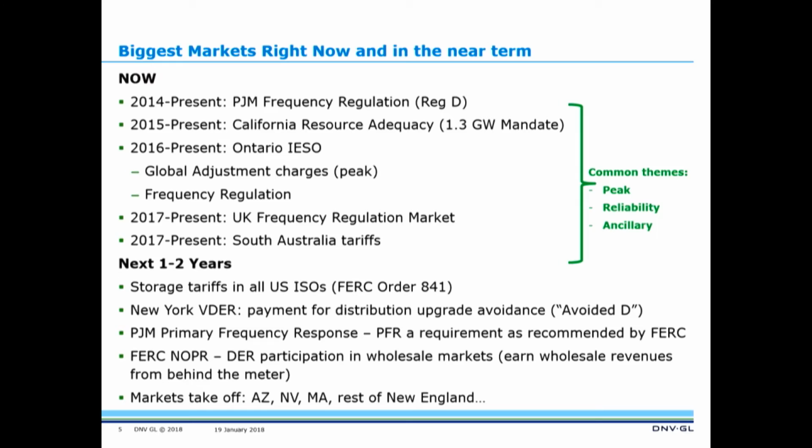Ontario has an interesting two markets that are evolving there. One is the global adjustment charges market, which is essentially a way to pay for addressing the peak and deferring upgrades to address the peak. And there's also an active frequency regulation market there. In the UK, a frequency regulation market just opened up, modeled itself a lot after PJM. And in South Australia, a lot of big projects going in there for storage, and there's tariffs there to address both reliability, peak needs, and eventually ancillary services.